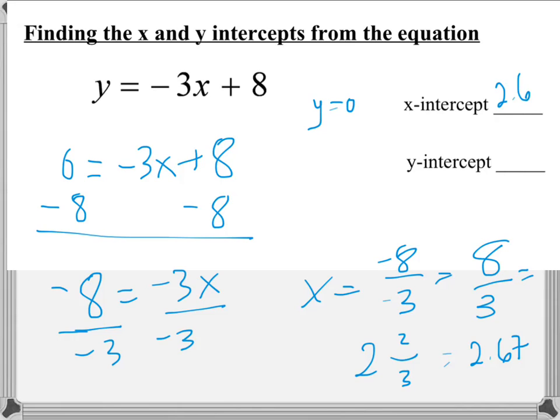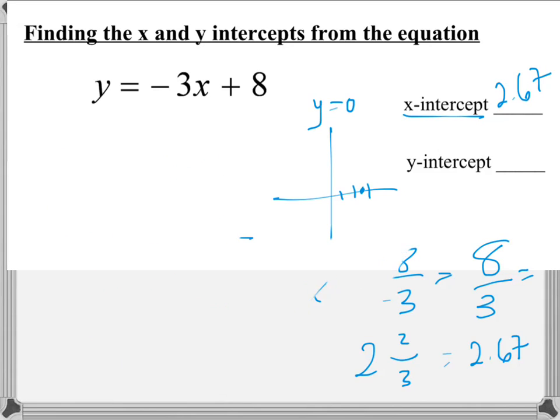Okay, and if I gave you x and y axes and you were to try to plot this, the x-intercept would be something like this. So we know that the line crosses the x-axis at that point right there. Okay, for the y-intercept, we want to set x equal to 0.